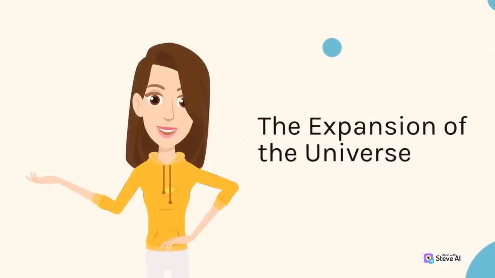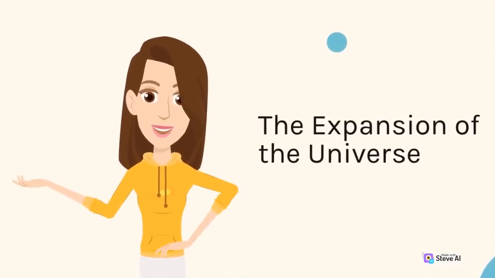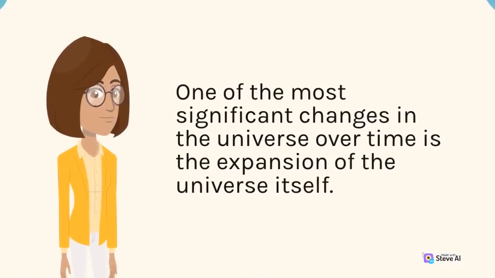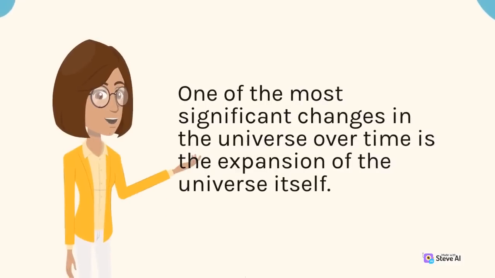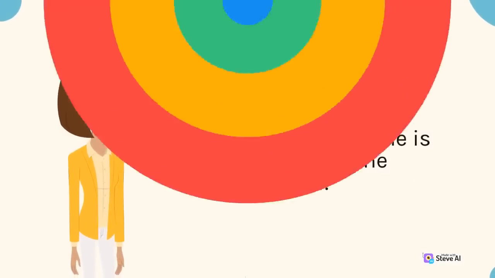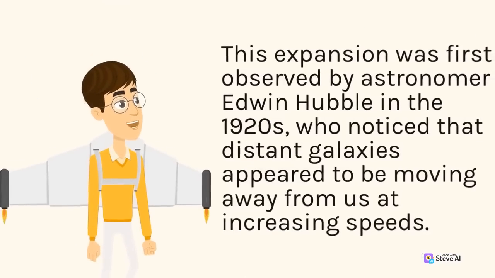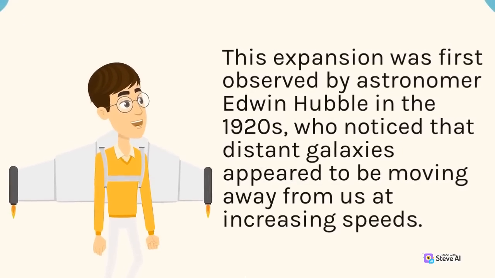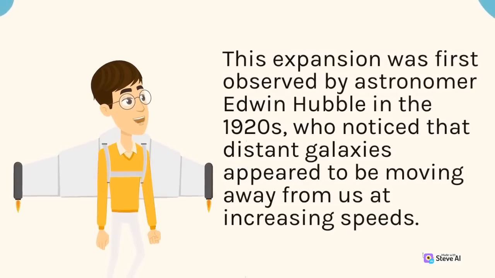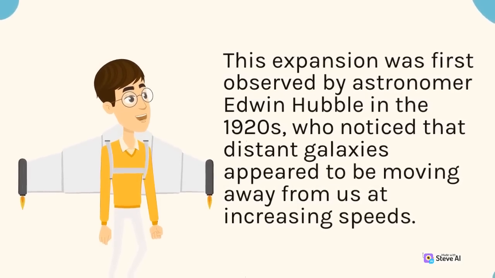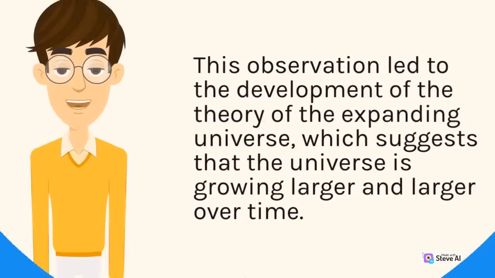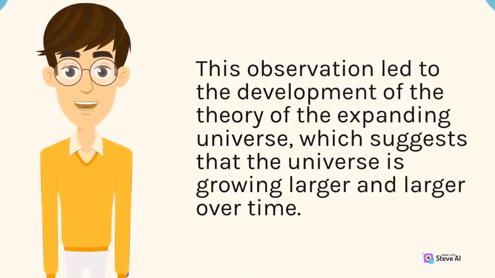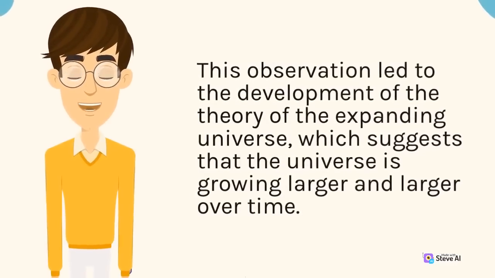The expansion of the universe. One of the most significant changes in the universe over time is the expansion of the universe itself. This expansion was first observed by astronomer Edwin Hubble in the 1920s, who noticed that distant galaxies appeared to be moving away from us at increasing speeds. This observation led to the development of the theory of the expanding universe, which suggests that the universe is growing larger and larger over time.